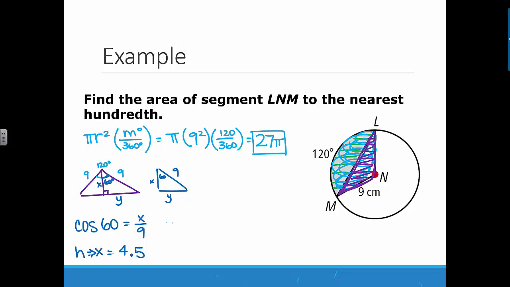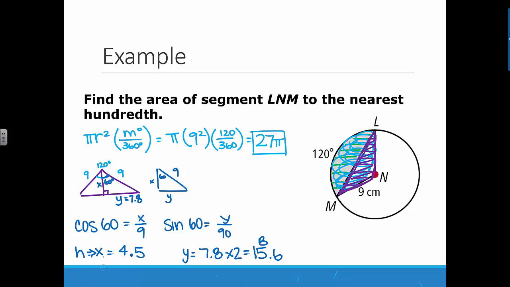And then if we want to find y, we would end up with the opposite over hypotenuse, so that's the sine of 60. And if we put that into our calculator, we get 7.8. So that's this distance right here, 7.8. So now if we want the whole base of the triangle, we got to multiply it by 2. So that gives us 15.6 as our base.